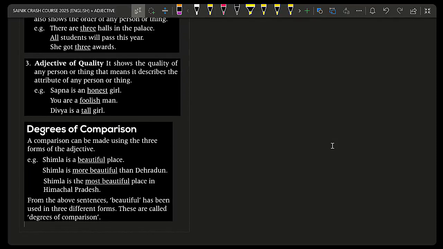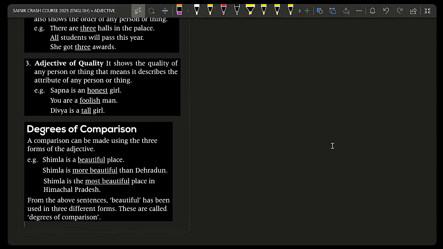Shimla is more beautiful than Dehradun. That means we are comparing Shimla and Dehradun using more beautiful. So this more beautiful is the comparative degree. We are comparing between two things. And Shimla is the most beautiful place in Himachal Pradesh. That means out of all of them, Shimla is the most beautiful. When a comparison of more than two things is happening, and clearly one is the winner, that adjective is used in the superlative degree. So positive degree is beautiful, comparative degree is more beautiful, superlative degree is most beautiful.